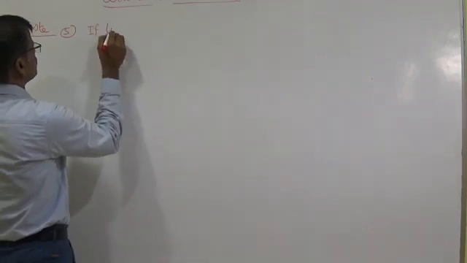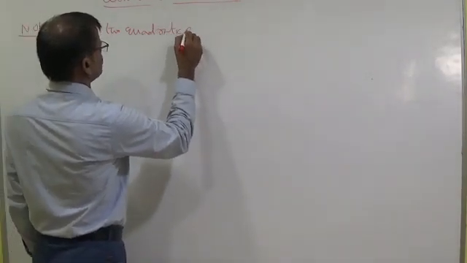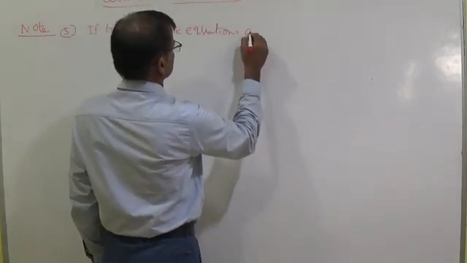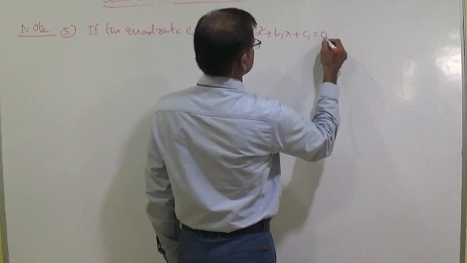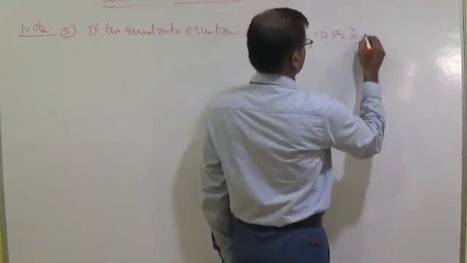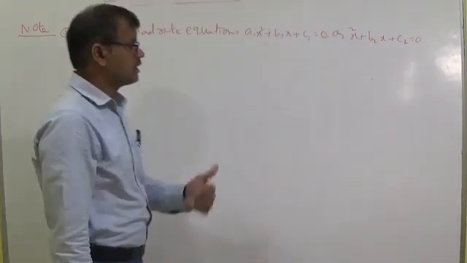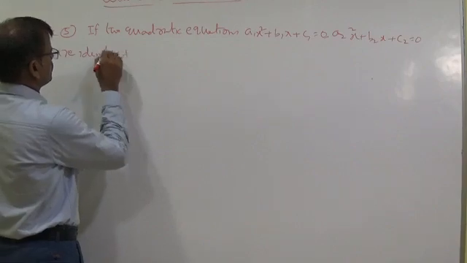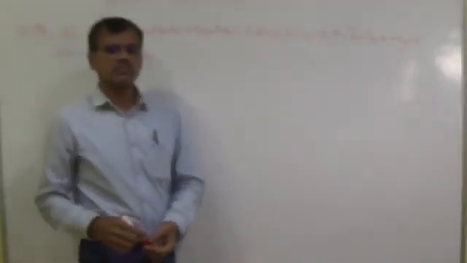If two quadratic expressions a1x square plus b1x plus c1 equal to 0, comma, a2x square plus b2x plus c2 equal to 0 are identical, then their coefficients are in proportion. That is the concept. Depends upon that concept.